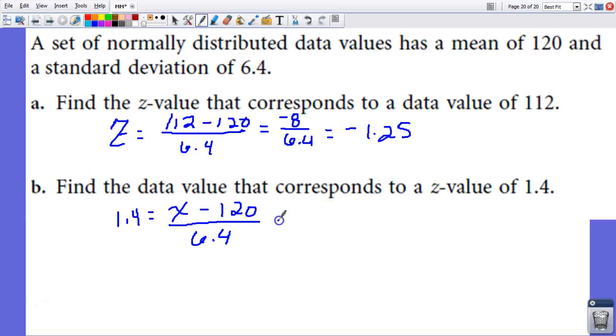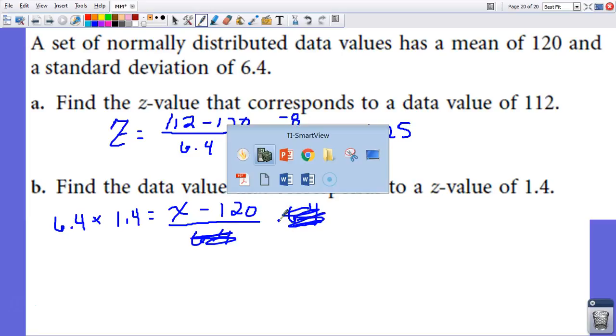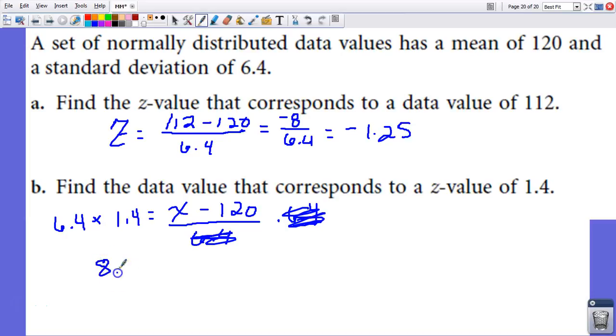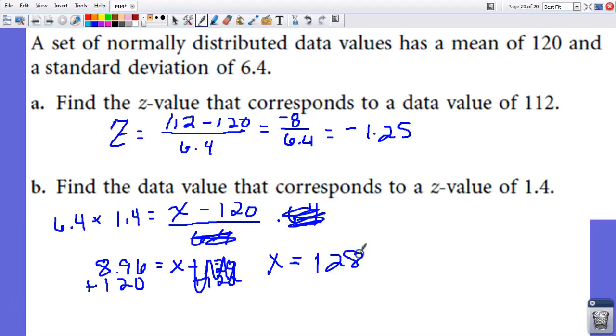And it wants us to solve for x, so we multiply both sides by 6.4. They cancel here, right? So where are we at? 6.4 times 1.4 is 8.96. x minus 120 equals 8.96. Then we're going to add 120 to each side. So this cancels. x is equal to 128.96. This is what you would have had to score to have gotten a z value of 1.4.